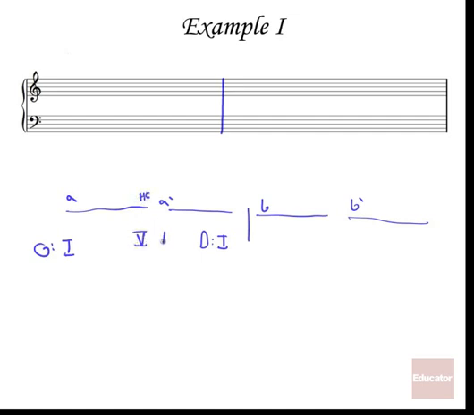So for example one, let's think about completing the first section of a binary form. So we'll split this in half. And so we want to do, if our diagram of a binary form is A, A, and then B, B, and let's say we're asked to do it in G major. So we're starting on 1, and we know that it's going to end up over the course of it to modulate to 5. So we'll modulate to D here. And maybe we want this section to end on a half cadence. So here's a 5, and here's a 1.